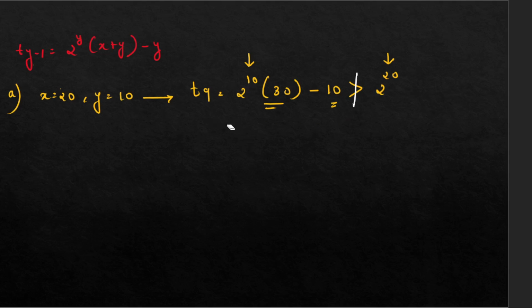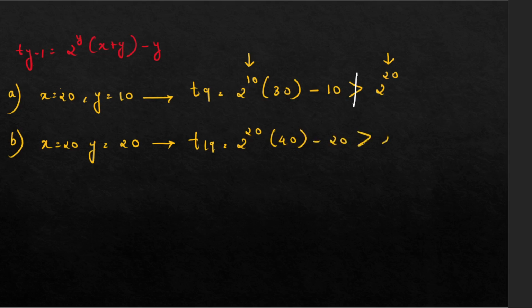Now let's verify option B here. x is 20, y is also 20, and now what is the equation we will be getting? t 19 equals 2 to the power 20 into 40 minus 20, and this is greater than 2 to the power 20. Now here 2 to the power 20 is there, and it is additionally getting multiplied by 40 and it is just subtracted by 20. So this is a clear condition that yes, option B is correct because it is greater than 2 to the power 20, right? Option B is absolutely correct.